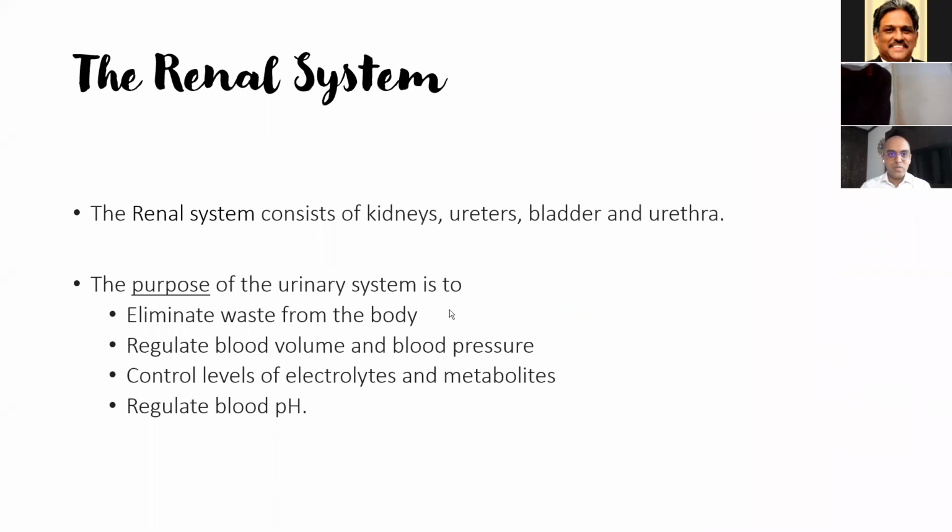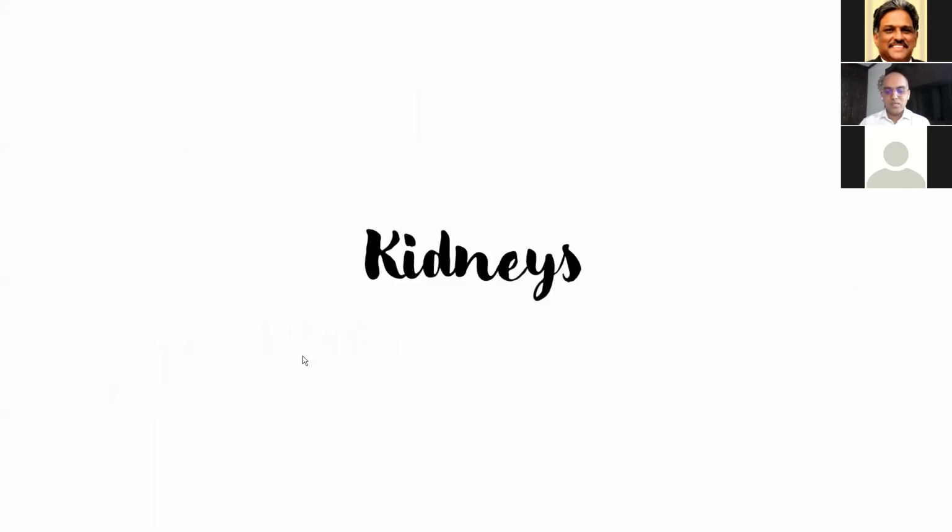So, what is the renal system? The renal system is basically the urinary system. It consists of the kidneys, ureters, bladder, and the urethra. In this presentation, we will look at the anatomy of each organ and the relevant applied anatomy for each aspect of the organ. The function of the urinary system is basically to eliminate waste from the body, regulate blood volume and blood pressure, control levels of electrolytes and metabolites, and regulate blood pH. So moving on to the kidneys.